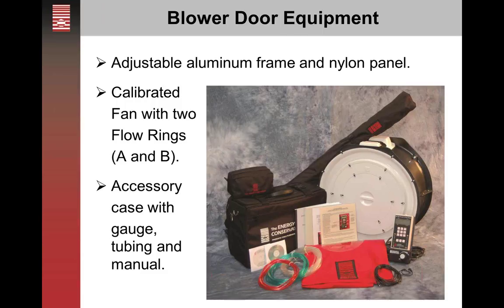For our particular system, we have a series of rings which reduce the airflow based on how much air is needed to maintain that 50 pascals. So you want to look for the calibrated fan, number of flow rings, accessory case, gauges, and tubing and manual.